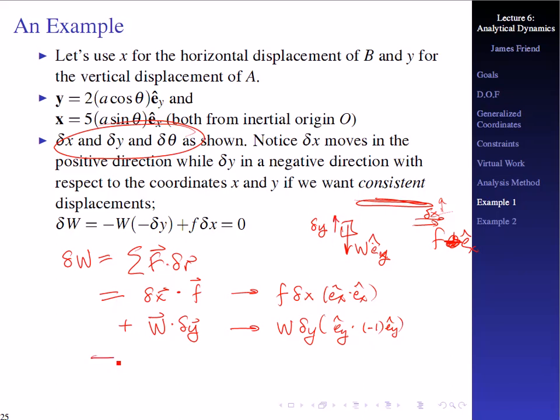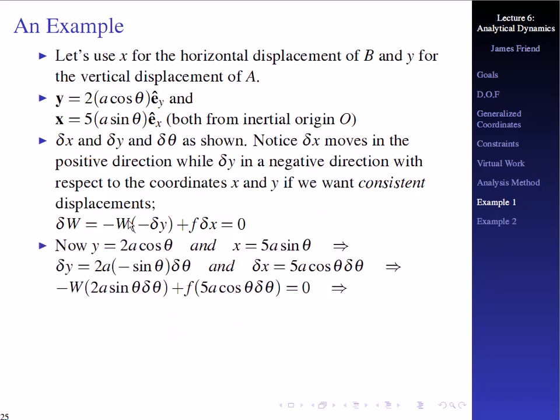So we end up, at the end of the day, with minus W times minus delta y, plus F delta x is equal to 0. So it actually should be a plus here, shouldn't it? Thank you. So y is equal to 2a cosine theta, and x is equal to 5a sine theta. Remember I said that we have stuff times delta something plus stuff times delta something else? Are these two related somehow? They are. They're related through our constraints, aren't they? y is equal to 2a cosine theta, and x is equal to 5a sine theta.